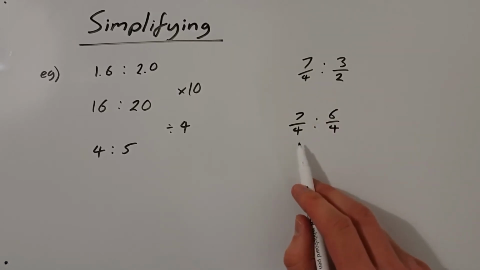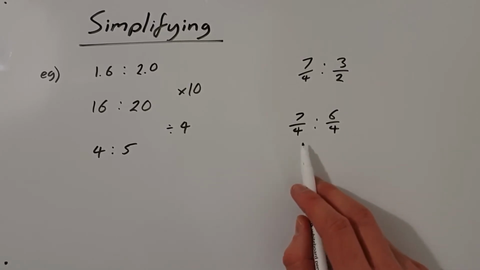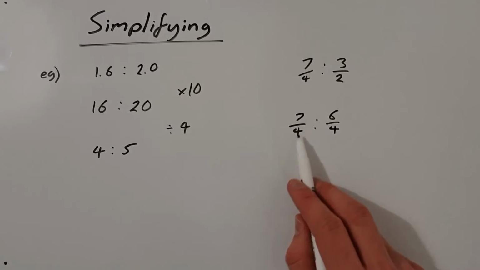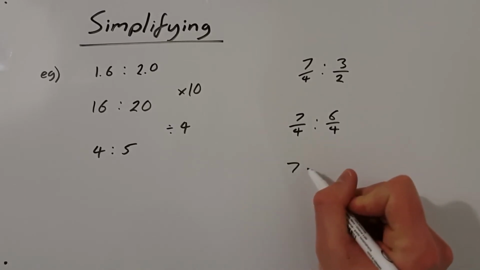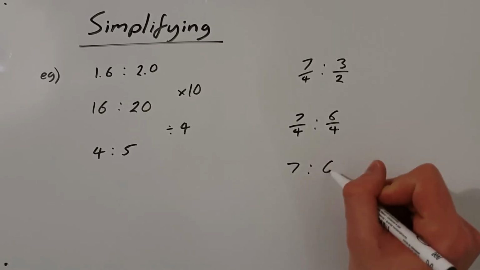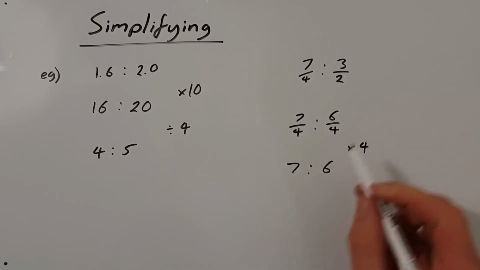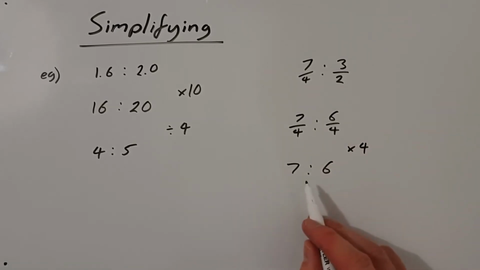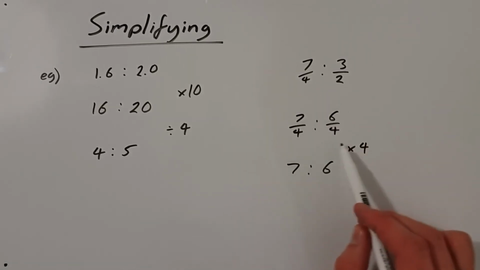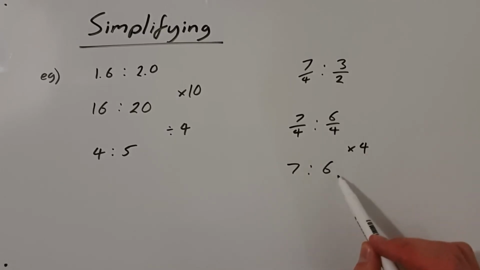Okay, so now what we can do is multiply both sides by 4 to turn them both into whole numbers. So 7 over 4 multiplied by 4 gives us 7, and 6 over 4 multiplied by 4 gives us 6. And that is how we turn our fractions into whole numbers for our ratio. We find the common denominator, just like this, and then multiply by that denominator to turn these into whole numbers.